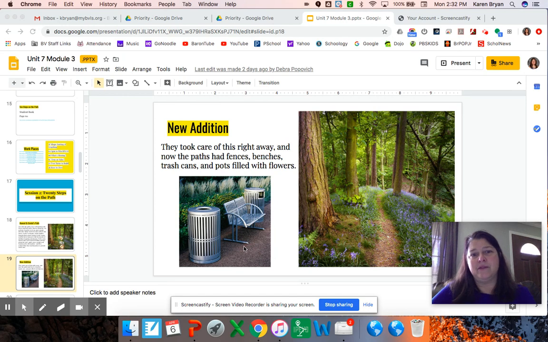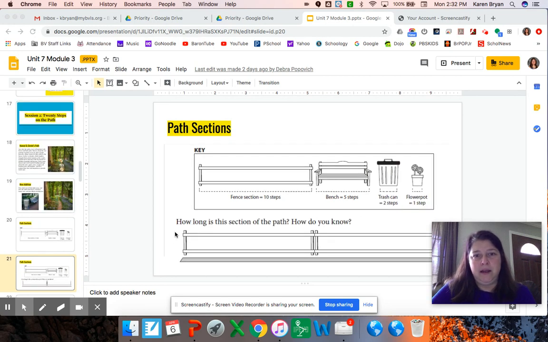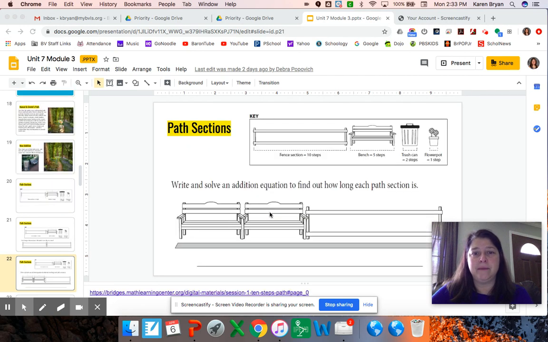filled with flowers. So our fence section is still 10, our bench is 5. Now we have a trash can that is 2 steps, and our flower pot is still 1. How long is the section of this path? And how do you know? Well, we have a fence section. It's worth 10 steps. We have another fence section, and that's worth 10 steps. So we would add those two numbers together. 10 plus 10 equals 20.